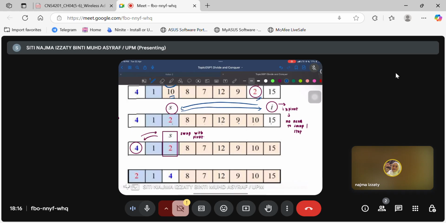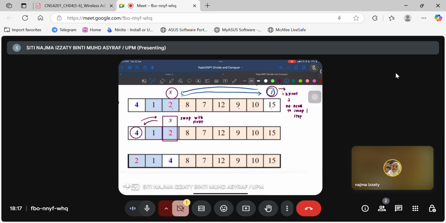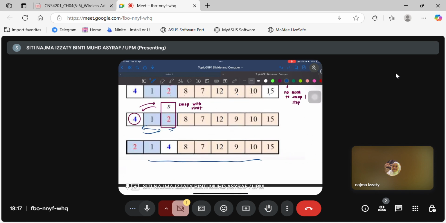Okay, so now the I is moved to the 15. So 15 is more than the pivot, which is the number 4, so we do not need to swap or stop. Okay, then we move to this one. S is at 2, so we need to swap with the pivot. Okay, we need to swap, and the last answer is like this.